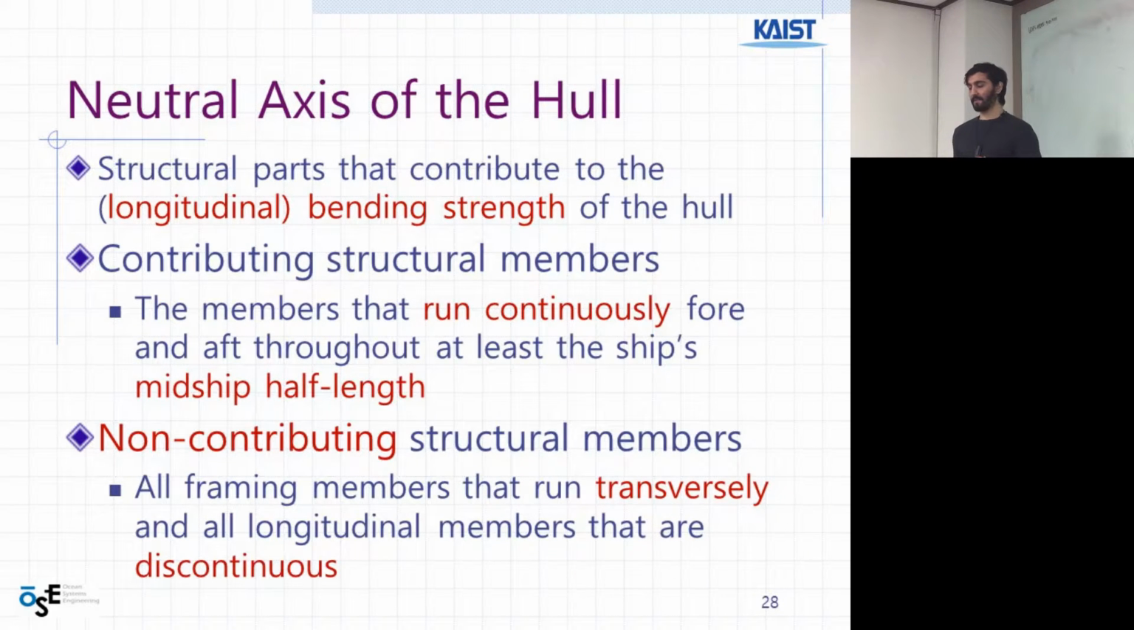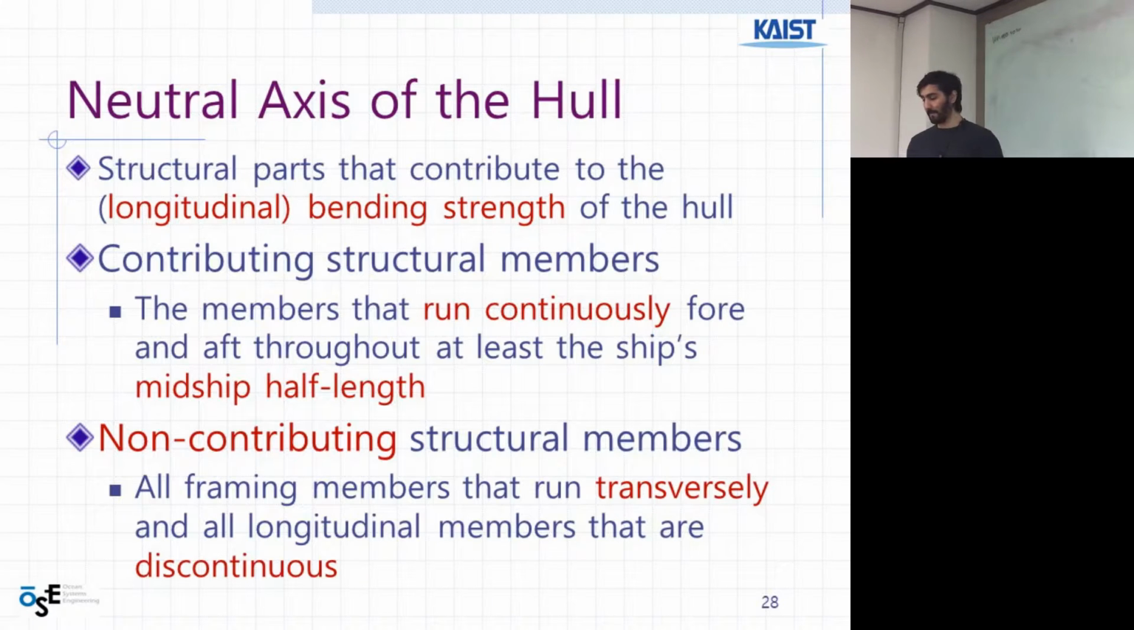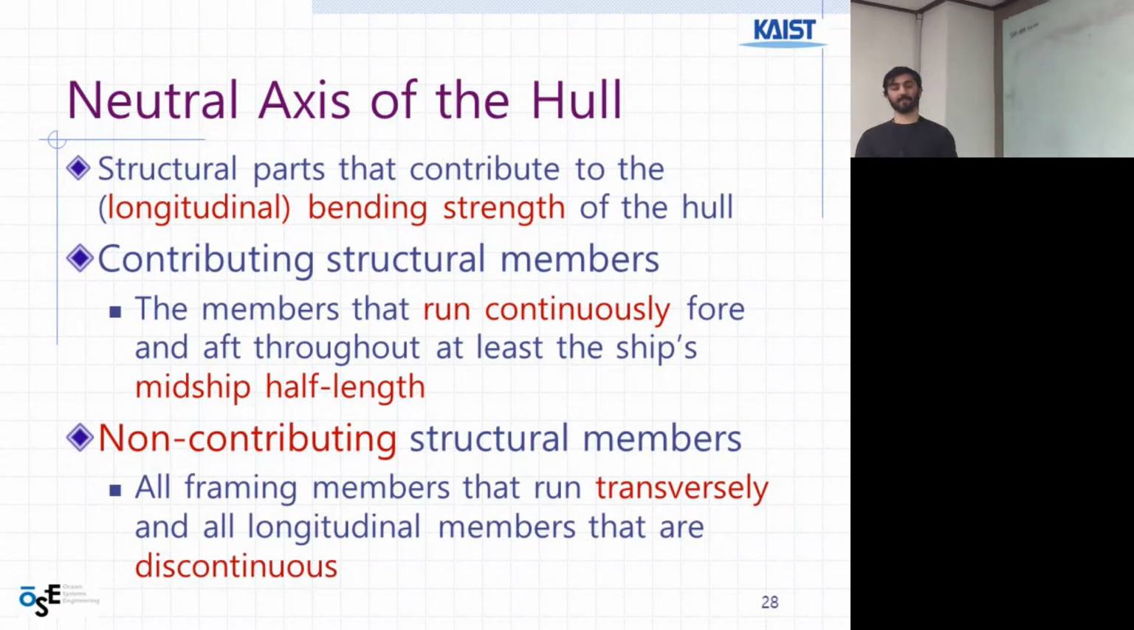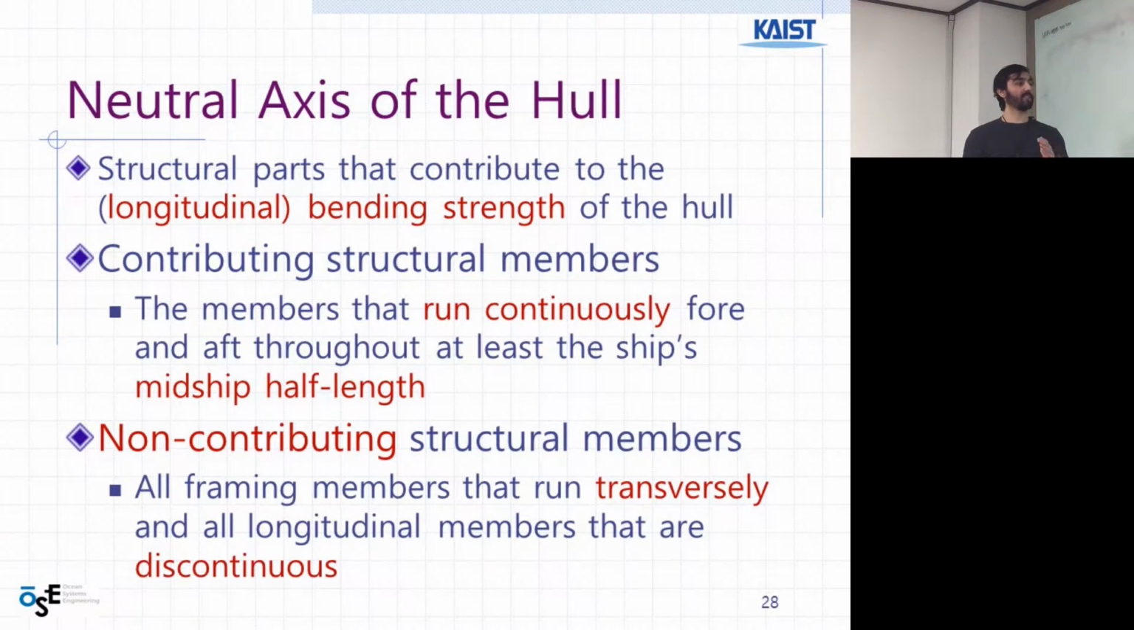The parts that contribute to the structural strength are the parts that run continuously fore and aft throughout at least the ship's midship half length. So the midship section is really crucial for determination of ship strength. Non-contributing structural members are the ones that run transversely, and the longitudinal parts that are discontinuous.